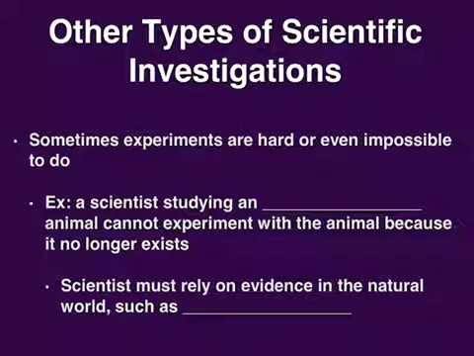Other types of scientific investigations, sometimes it's almost impossible to do experiments. And so, for example, scientists studying an extinct animal cannot experiment with that animal because it no longer exists. So scientists must rely on evidence in the natural world, such as fossils, in order to draw their conclusions.